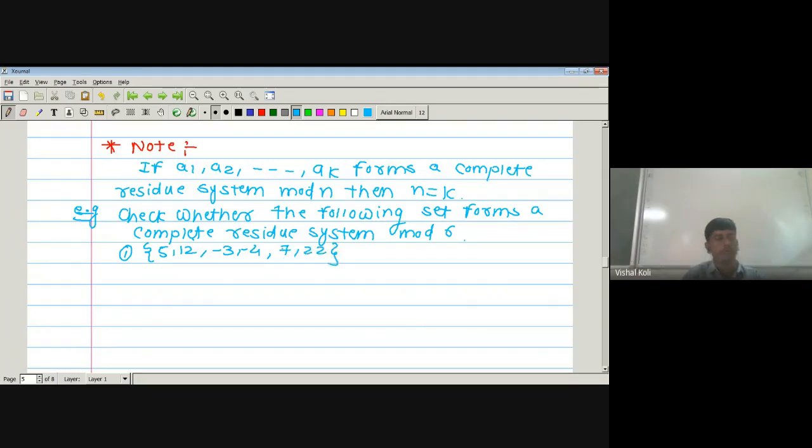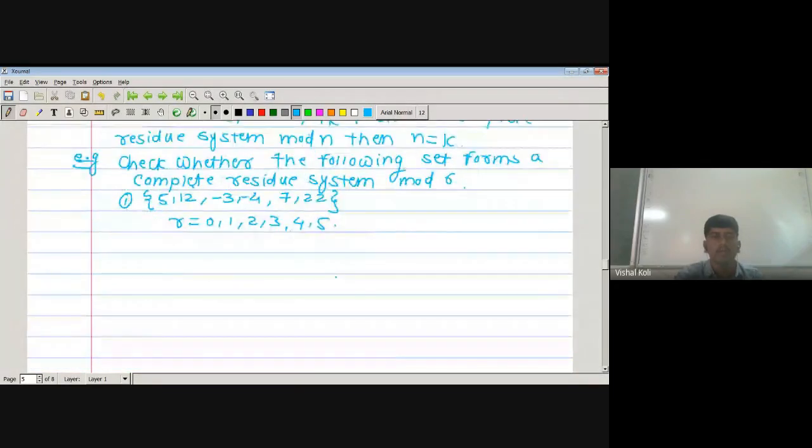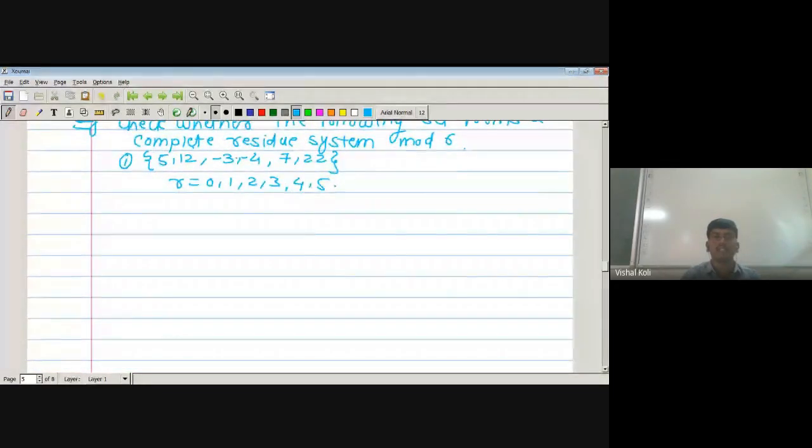Now we have to check whether this set forms a complete residue system or not. Now as here n is equal to 6, the possible values of r are nothing but 0, 1, 2, 3, 4 and 5. These are the only possible values of remainder. Now we have to check whether these 6 integers are congruent to different remainders over modulo 6. Now 5 is congruent to 5 modulo 6, 5 minus 5 is 0, and 0 is divisible by 6. Similarly 12 is divisible by 6, which implies 12 is congruent to 0 modulo 6.